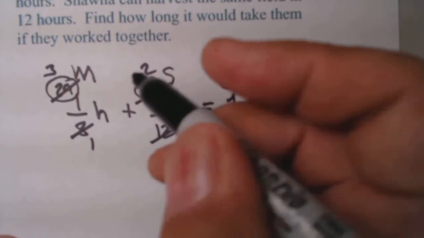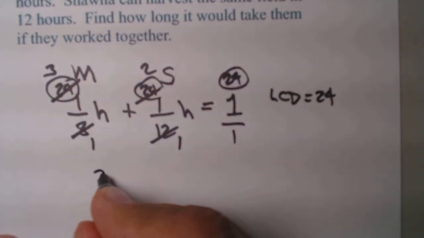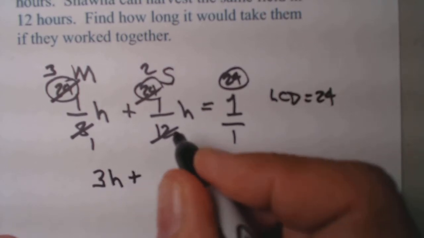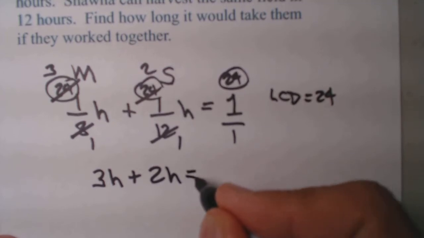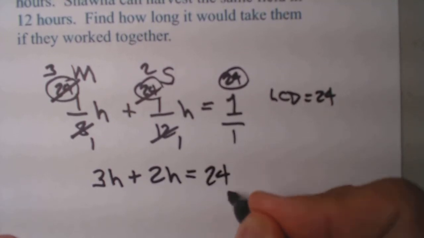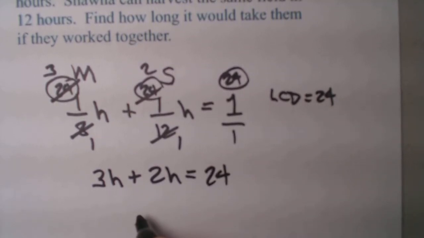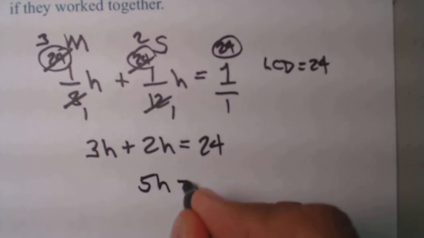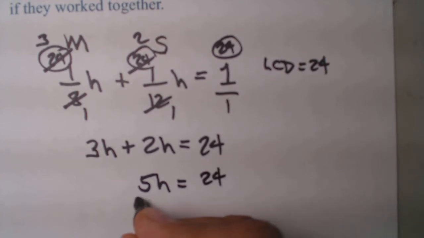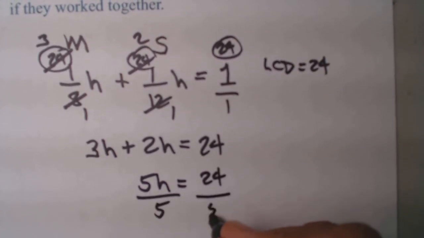So the rest of it is easy. 3 times h, 3h plus 1 times 2 times h, or 2h, equals 1 times 24, which is 24. I think we got here, what, 5h equals 24. So we divide both sides by 5.